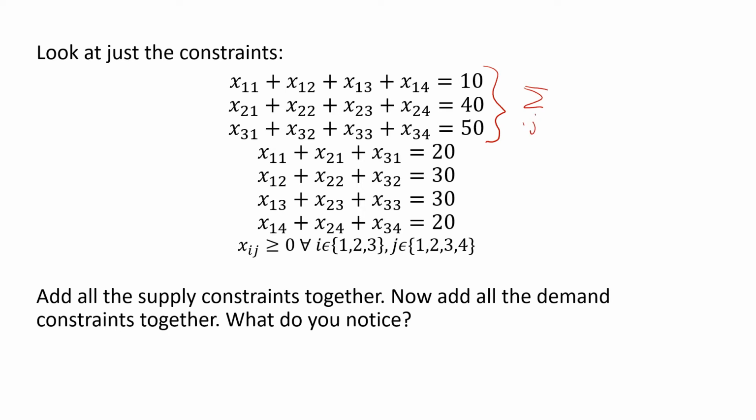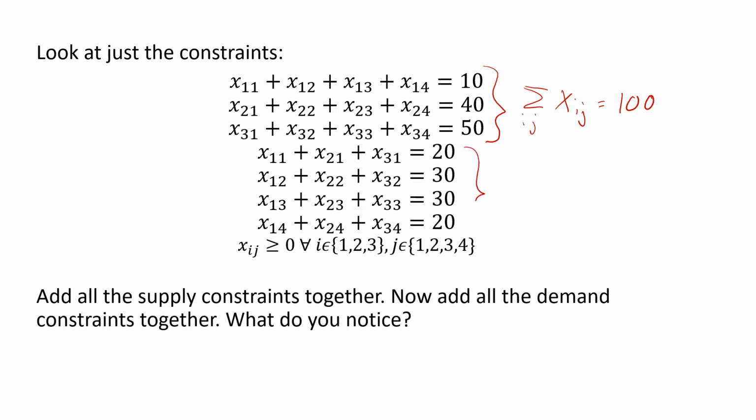You get every Xij in there once. So everything on the left-hand side, when you add them all up, you get the sum of all the Xij's. The right-hand side gives us 100. So the sum of all the Xij's equals 100. That's what you get from adding together all of the supply constraints.